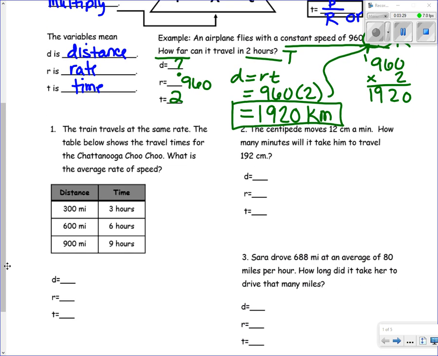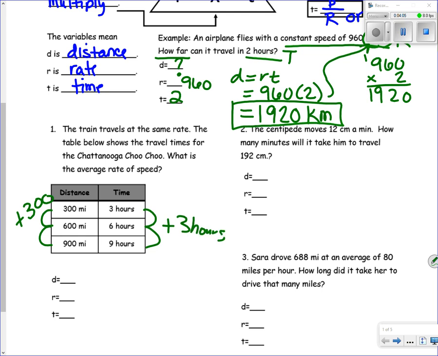Okay, number 1, a train travels at the same rate. The table below shows the travel times for Chattanooga Choo-Choo. They just want to make it tongue twisters for some reason. What is the average rate of speed? So let's look at our change in Y and our change in X. So we have a change here of plus 300 miles and a change here of plus 3 hours.